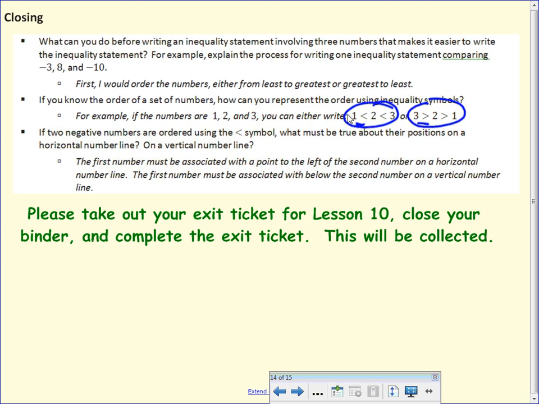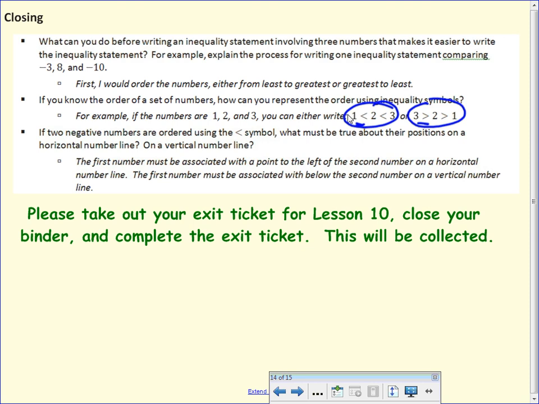Now finally, if 2 negative numbers are ordered using the less than symbol, what must be true about their positions on a horizontal number line? What do we know about negative numbers on a horizontal number line? 2 people already answered this before. Who can repeat what they said? If it's a horizontal line, the 2 negative numbers have to be to the left. And which has a smaller value? The one that is furthest from 0 has the smaller value. The one closest to 0 has the greater value.